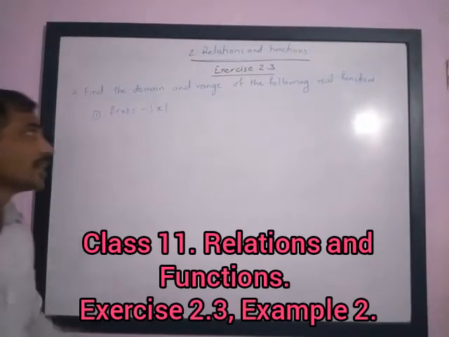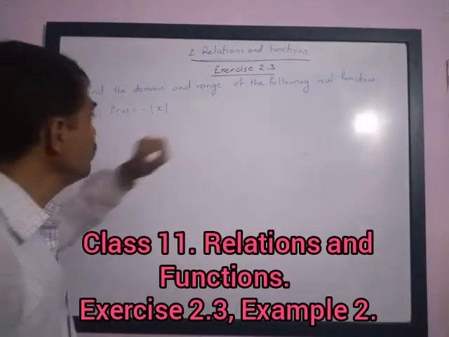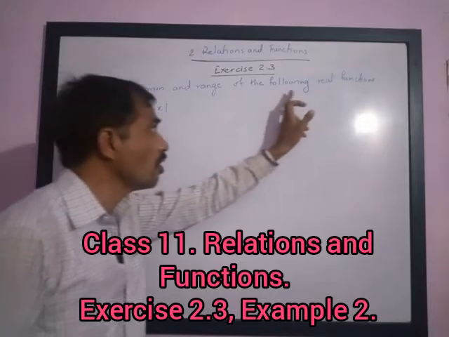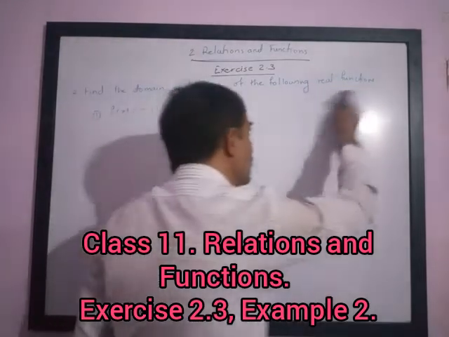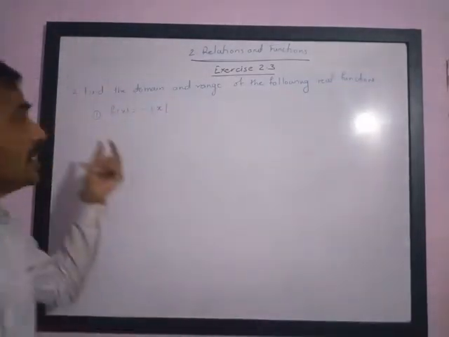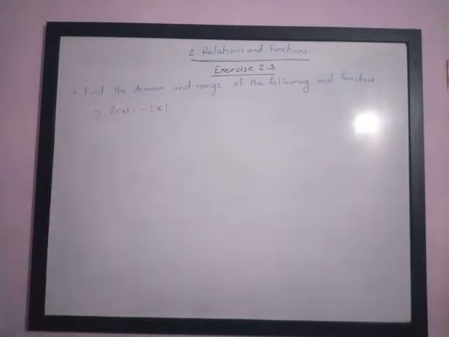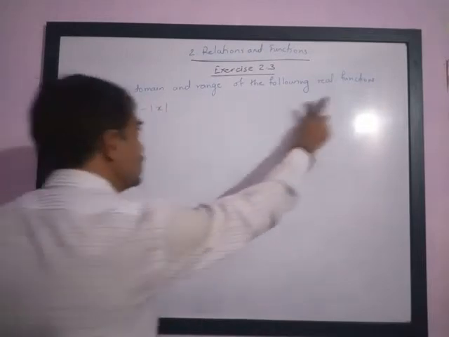Dear friends, let us understand the second question from exercise 2.3. The question is, find the domain and range of the following real functions. We are given that they are real functions and the function is written in the form f of x is equal to negative absolute x. Now we are given that x is a real number.